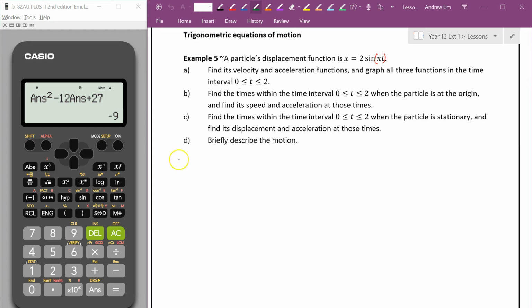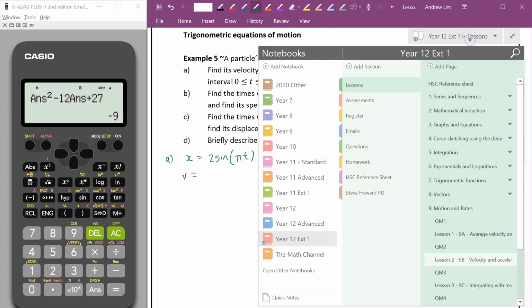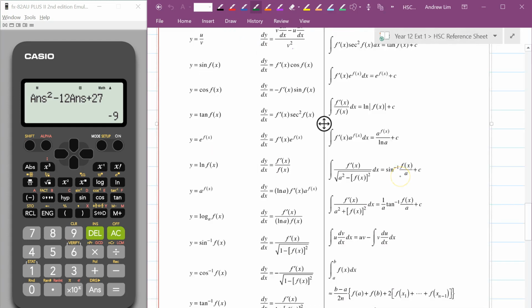Alright, question A. So we've got the displacement is equal to 2 sine of pi t. So velocity, we need to differentiate. Now here we've got sine of some function. So just to refresh our memories, if we go back to our reference sheet, we've got sine of f of x. When we differentiate that, we get f dash of x cosine of f of x. So we change the sine to cosine, we write exactly the same thing next to it, but at the front we need to differentiate whatever is in the angle and bring that out to the front.